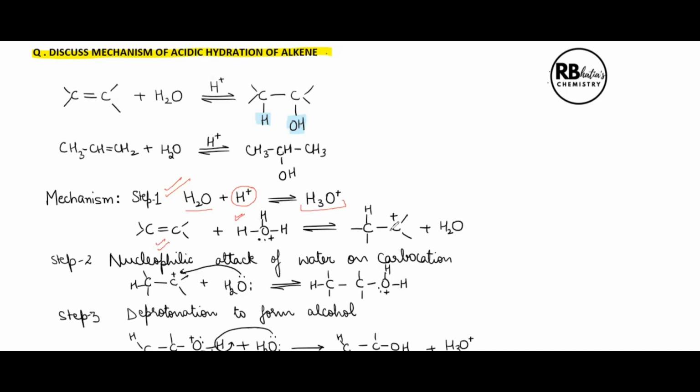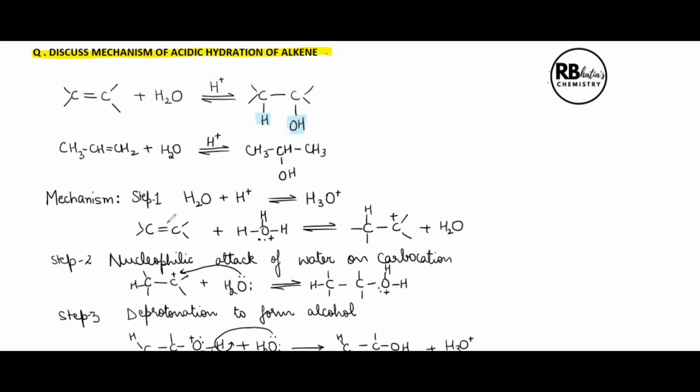Ethene plus hydronium ion will form carbocation plus water. So basically what is happening, this electron cloud is shifting here and this is going to pull one H plus from here, water moving out, and we get formation of carbocation.